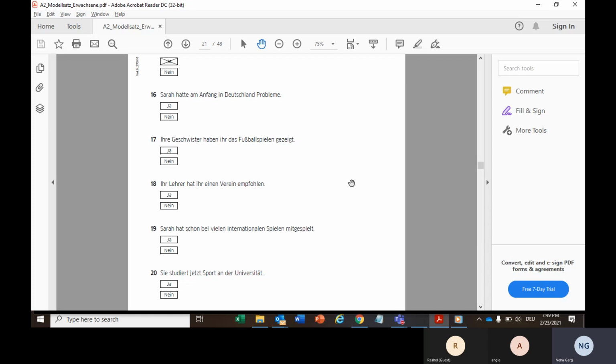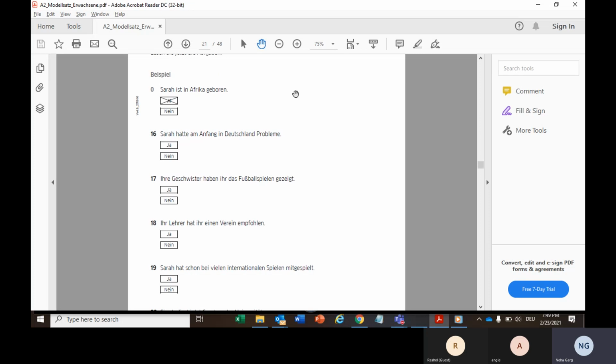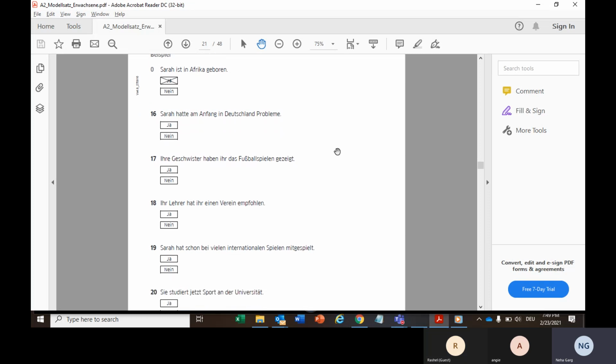Sie hören jetzt das Beispiel. Sarah, Sie kommen aus Ghana in Afrika. Wann sind Sie nach Deutschland gekommen? Das war kurz nach meinem 5. Geburtstag. Da sind wir dann mit der ganzen Familie umgezogen.